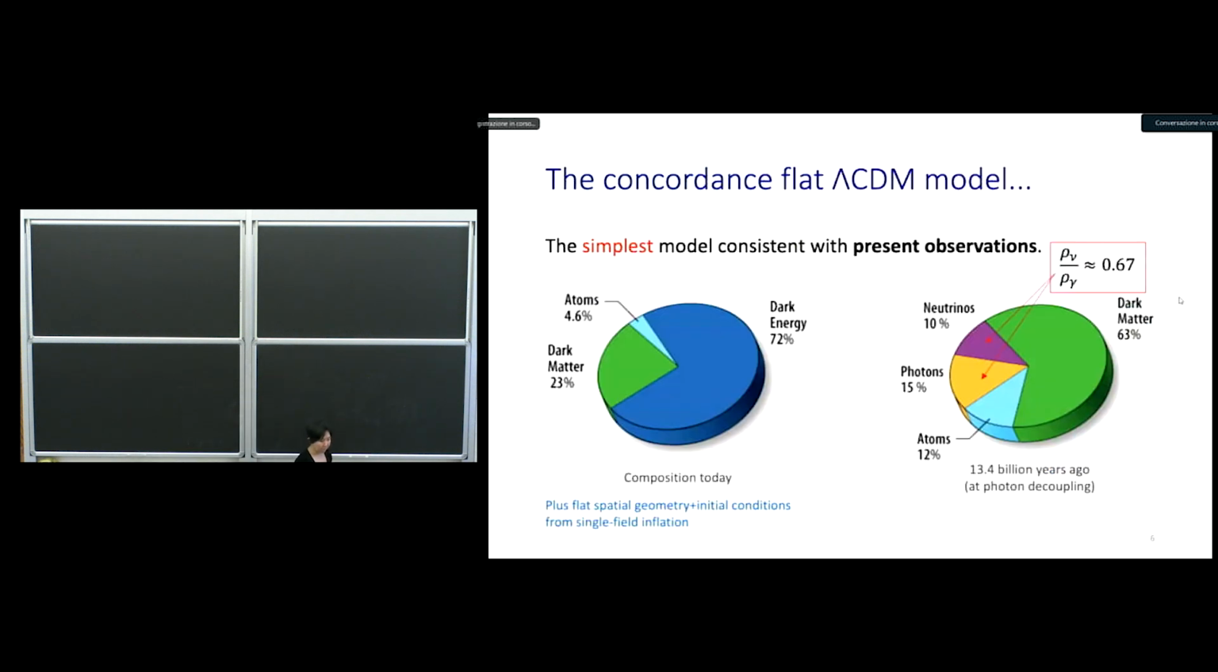Okay, so to begin with, remember that we saw these two pies that tell you about the energy distribution in the universe. In particular, the pie on the right-hand side is the energy distribution at the time of photon decoupling, so that's 13.4 billion years ago. What you see immediately is that you have 10% neutrinos and 15% photons. This is not by accident. This ratio of neutrino to photon energy density, which goes something like 0.68 if you have 3 families of neutrinos, is actually a standard model prediction.